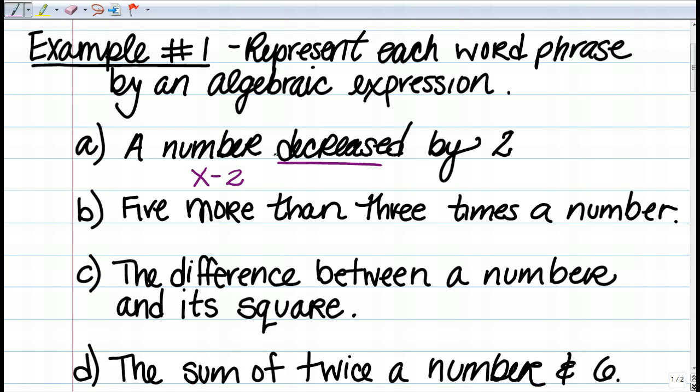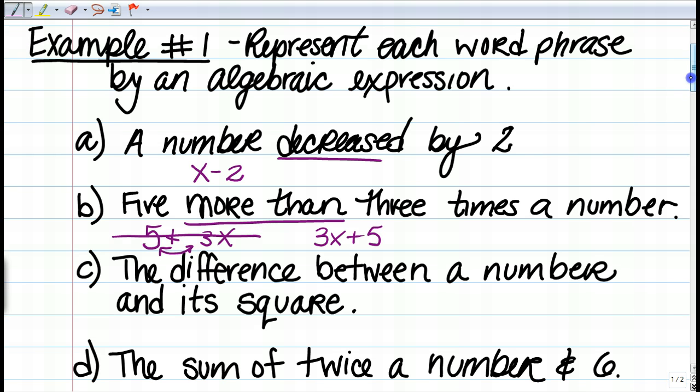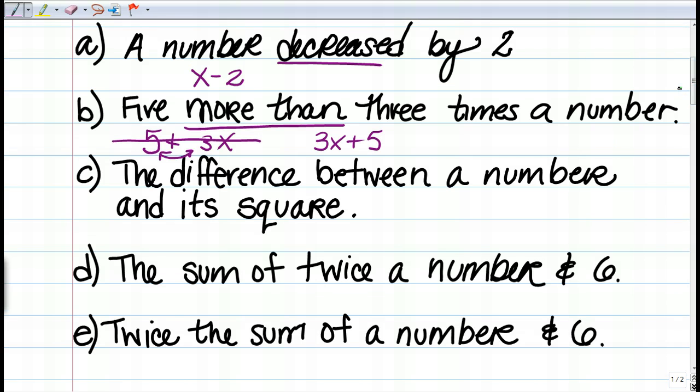5 more than 3 times a number. So whenever you have more than or less than, it's the opposite of what you think. This sounds like it reads 5 plus 3 times a number. But more than and less than, you need to switch these around, and it's actually 3x plus 5. So 5 more than 3 times a number is not this one. It's 3x plus 5. So more than, less than, you got to remember that you switch those around.